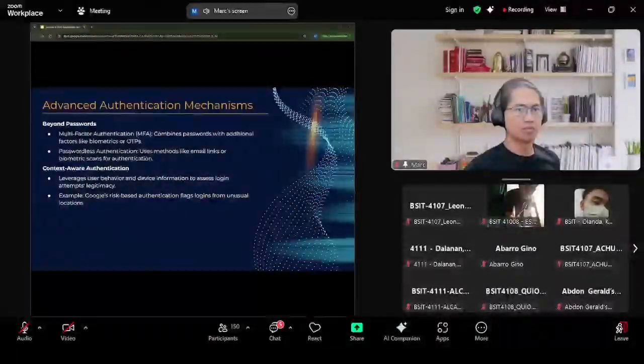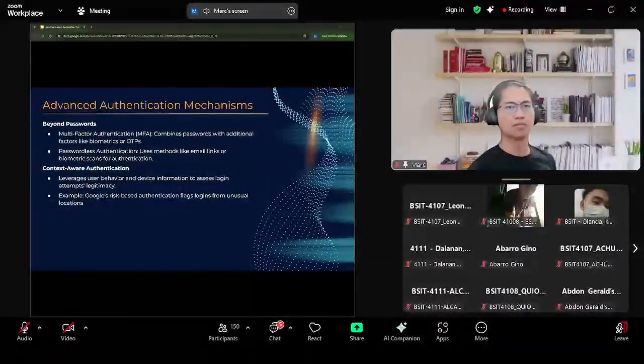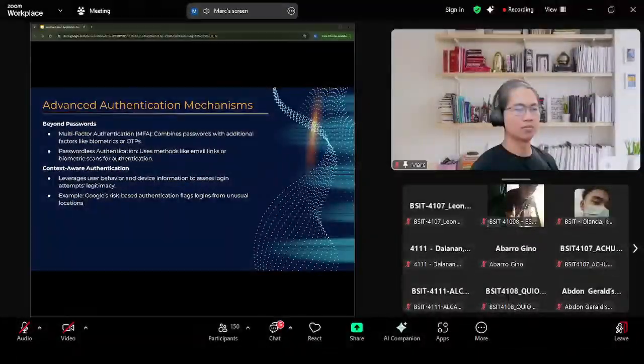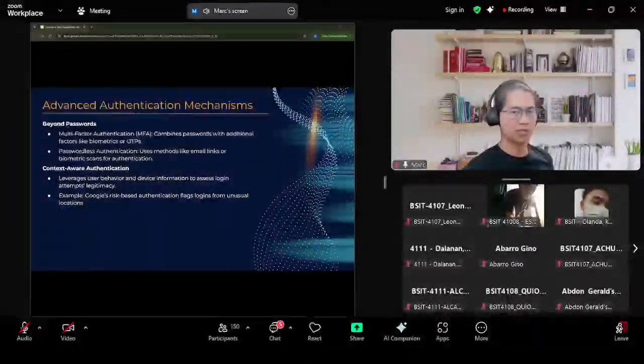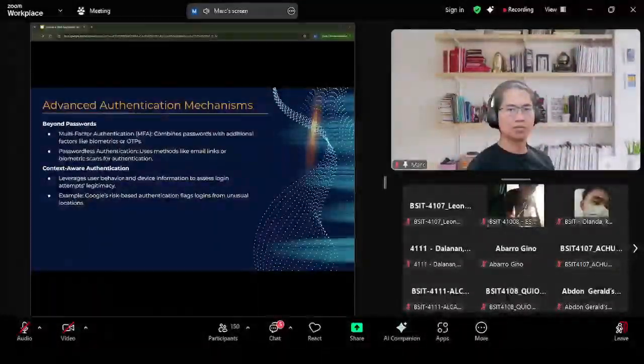So some of the examples of this one. Google's risk-based authentication system is a perfect illustration. If you usually log in from Manila and suddenly attempt to access your account from Europe, Google may flag this as suspicious and ask for additional verification, like an OTP or re-authentication.